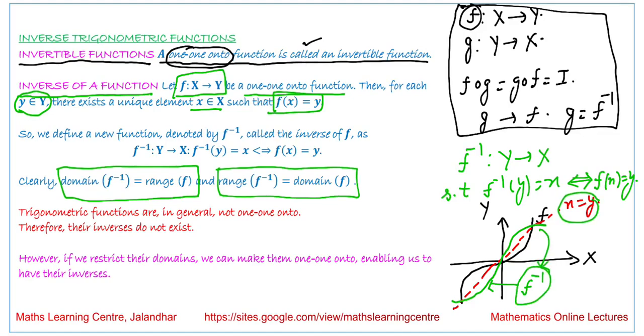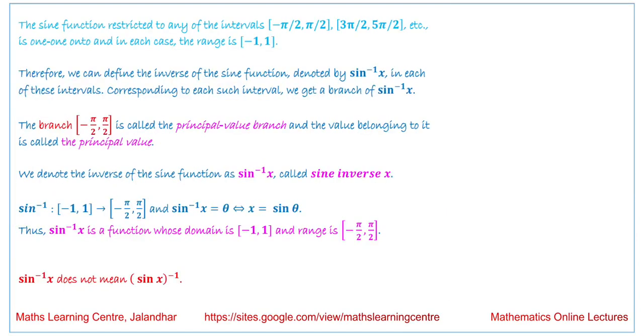So in our previous chapter we have already seen that the trigonometric functions in general are not 1-1 onto, so they are not invertible. But if we restrict their domains, then we can make them 1-1 and onto, and hence we can find the inverse of these functions. So the example is given on our next slide.